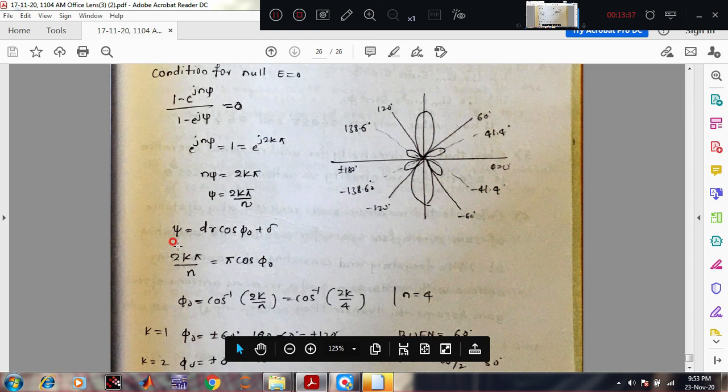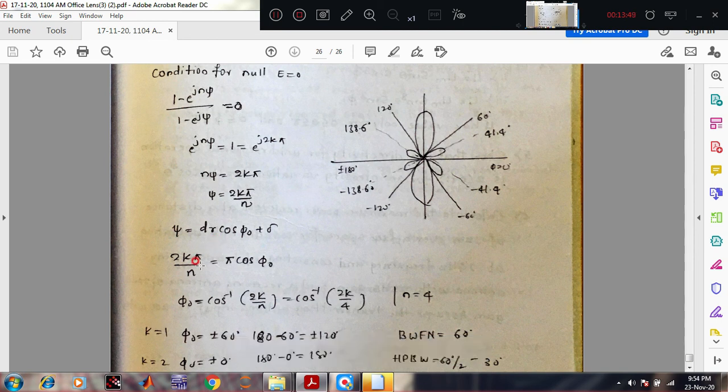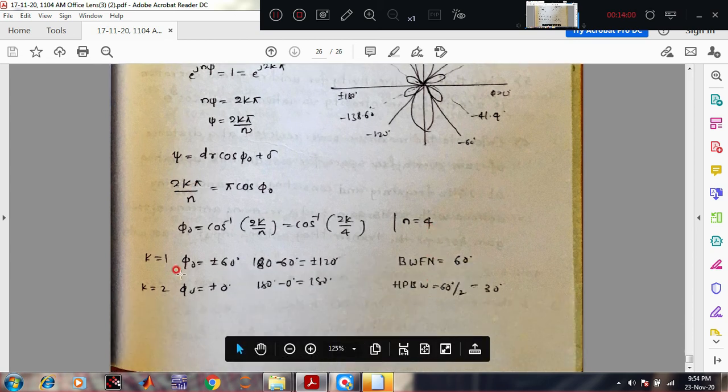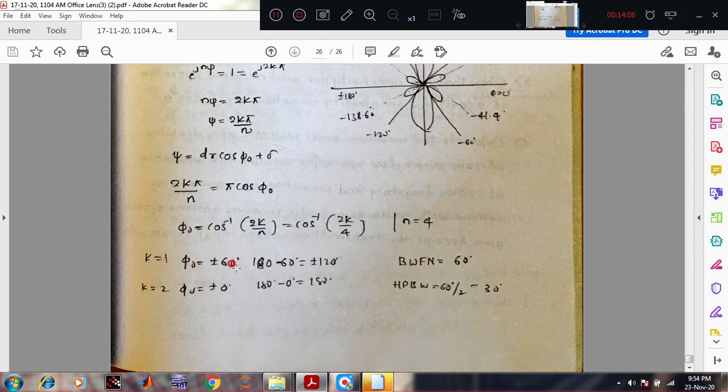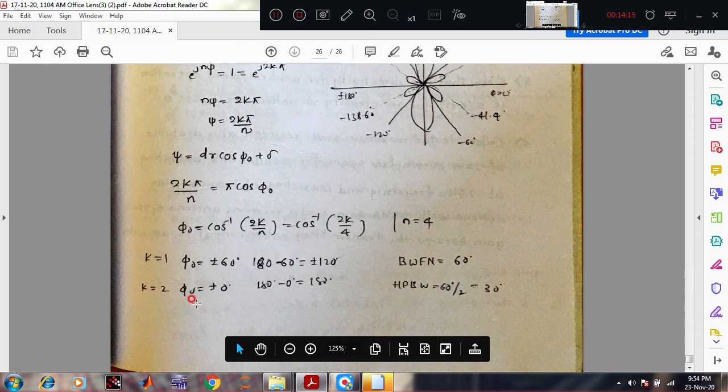So we have again the formula, that is psi is equal to dr cos phi naught plus delta. Therefore 2k pi by n is equal to pi cos phi naught. So phi naught is equal to cos inverse of 2k by n, which is equal to cos inverse of 2k by 2. If I substitute n value as 4, and the value of k is equal to 1, then phi naught is equal to plus or minus 60 degree. So one more angle is 180 degree minus 60 degree, which is equal to plus or minus 120. If I substitute k as 2, phi naught will be plus or minus 0, 180 minus 0, that is 180 degree.